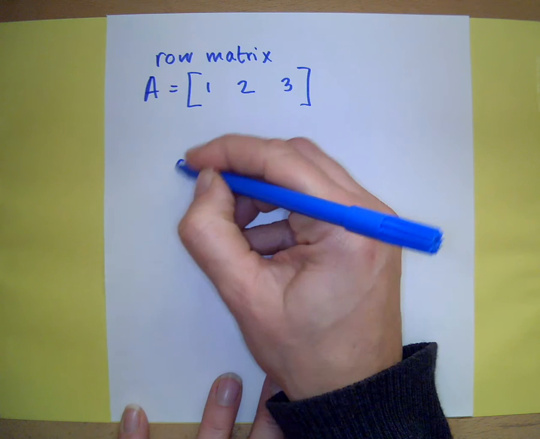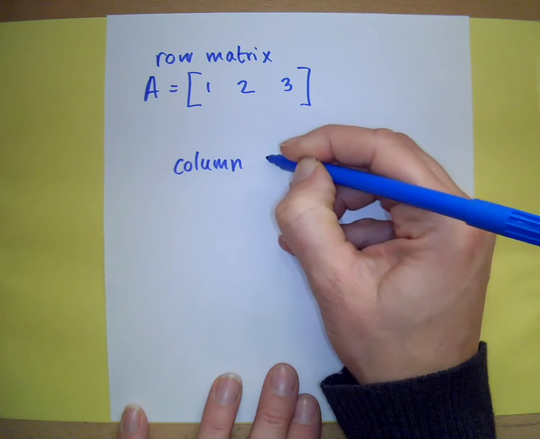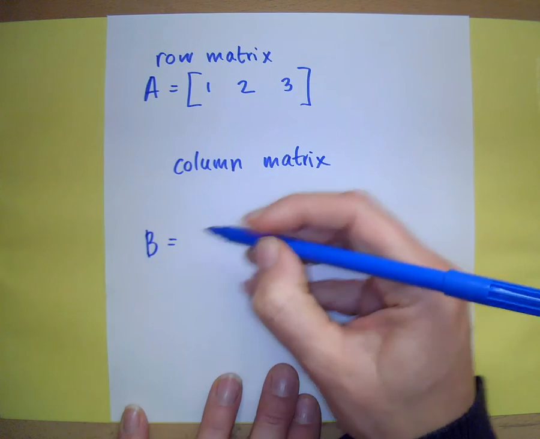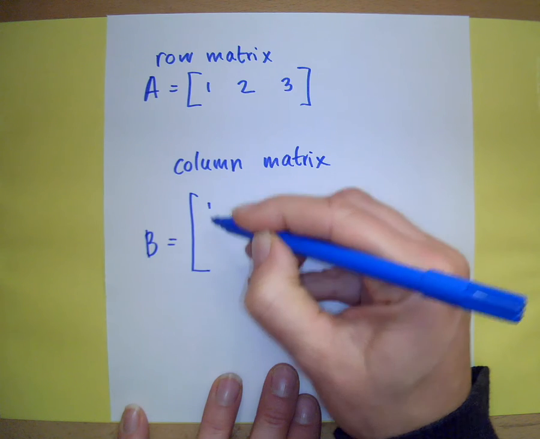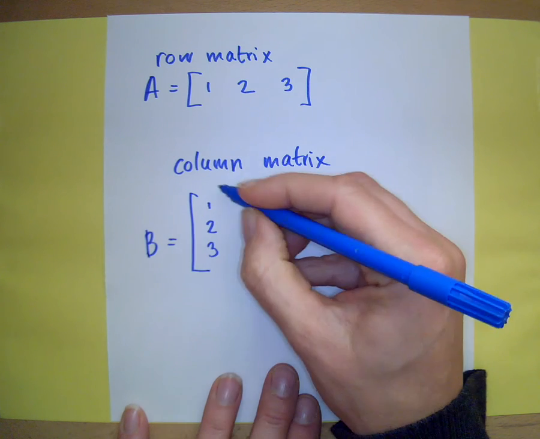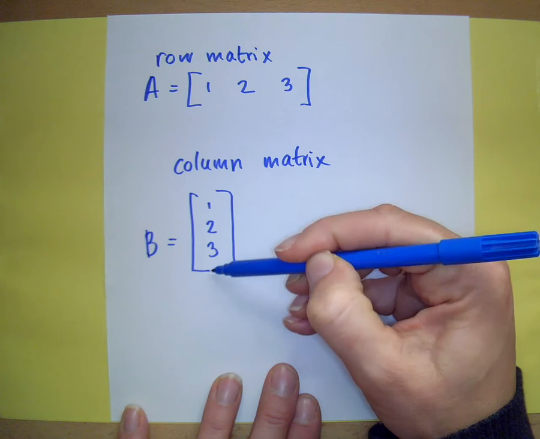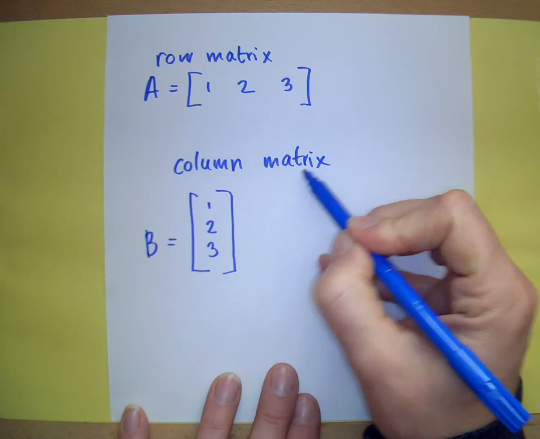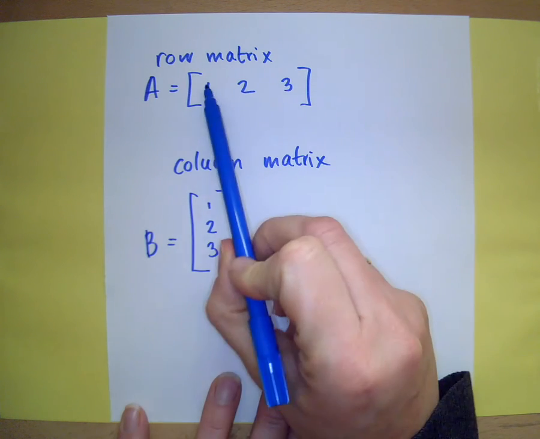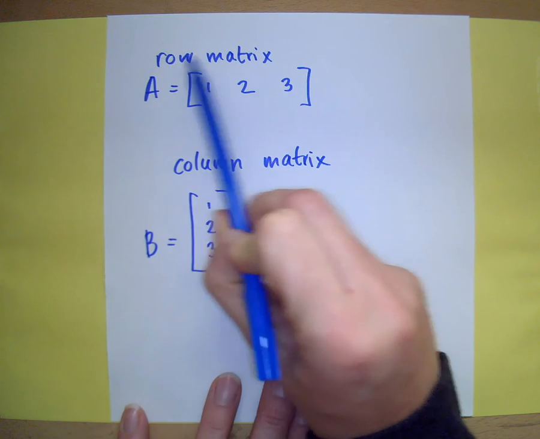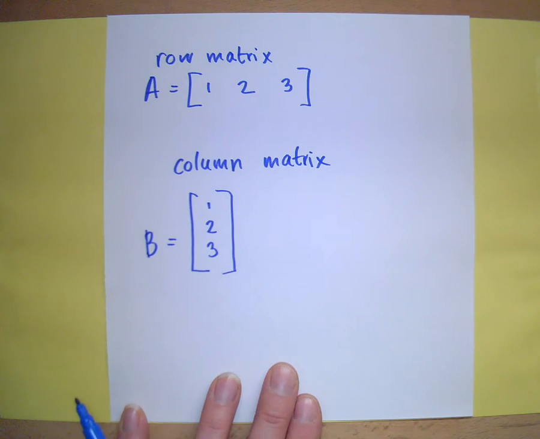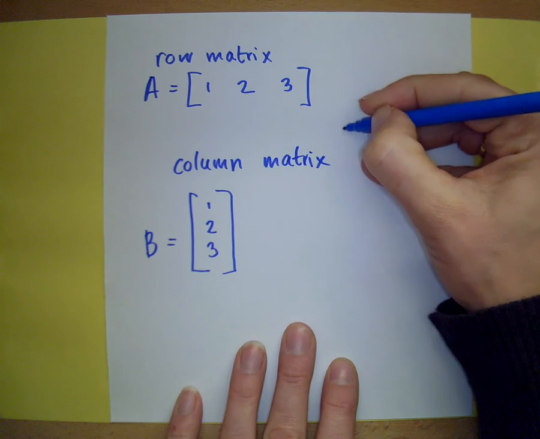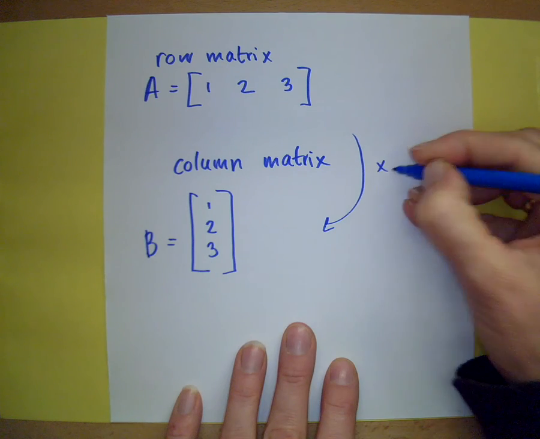A column matrix has only one column, right? So it could look something like this: 1, 2, 3. See? It has one column. We don't care how many rows it has, but it's a column matrix as soon as it only has one column. Here we don't care how long this row is, a row matrix just has one row. Okay, so we're going to learn how to multiply a row matrix times a column matrix.